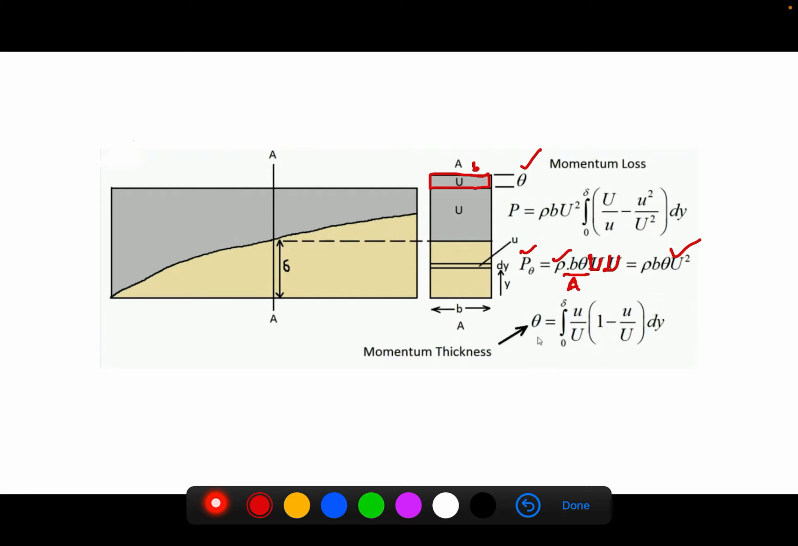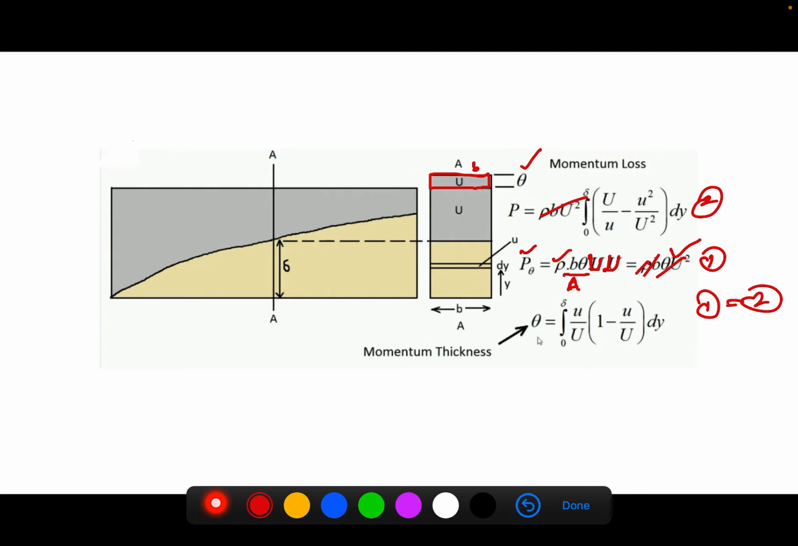Then we have to equate. What reduction happened is compensated through this region. So rho b theta U square is equal to rho b U square times the integral, 1 equals 2. From that equating, rho, b and U square cancel out, and only theta will exist. You will get theta equal to the integral from 0 to delta of u by U into (1 minus u by U) dy.